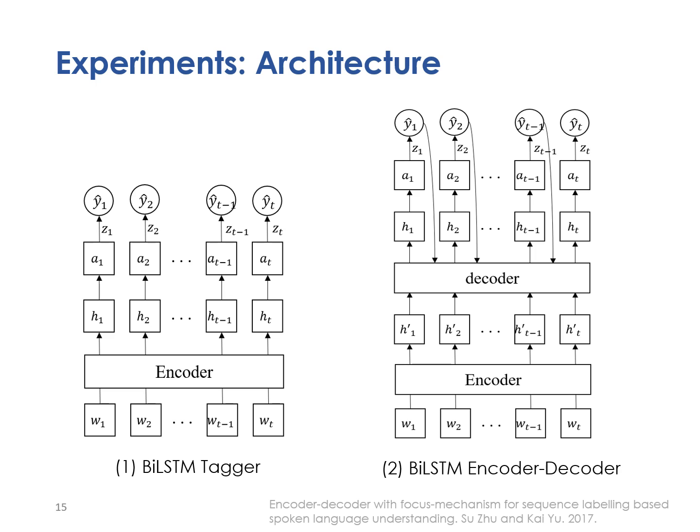And we used two architectures for training, one is a BiLSTM tagger without a decoder, and the other one is a BiLSTM encoder-decoder. Their architectures are similar but have a difference in depth. It is a widely used architecture for sequence labeling tasks.